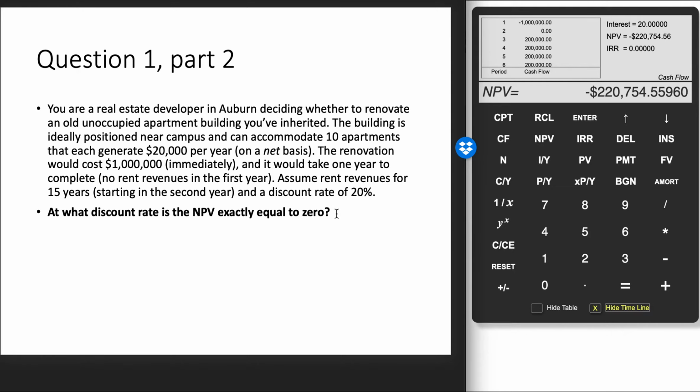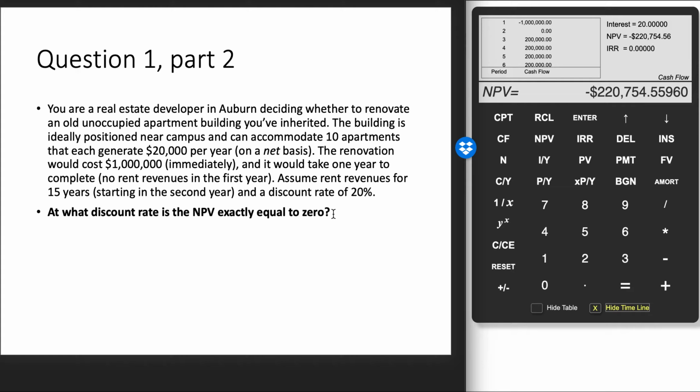But if I lower that interest rate, then what that will do is bring up the NPV. So the question is, at what discount rate is the NPV exactly equal to 0? Well, it's going to be less than 20. As I push the interest rate down, there will be less discounting occurring in the timeline of the cash flows, which means the present value of these future cash flows is going to be higher. And that's going to cause the NPV to be higher and to approach 0, given that it's in the negative territory.